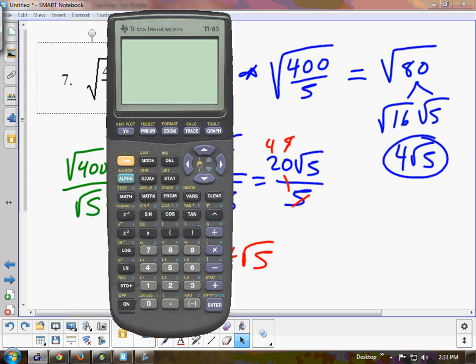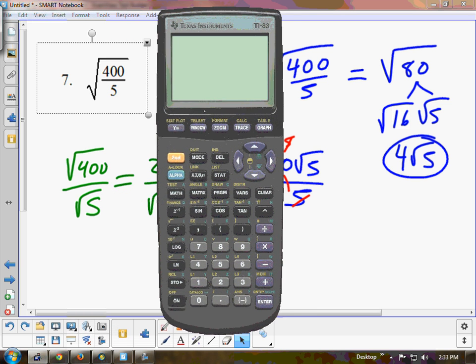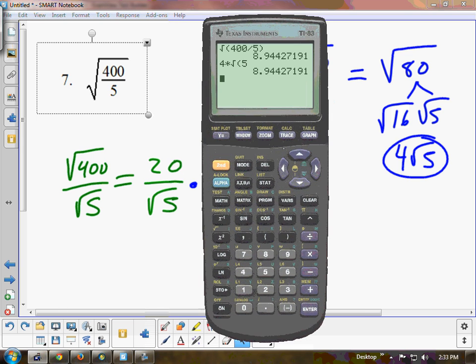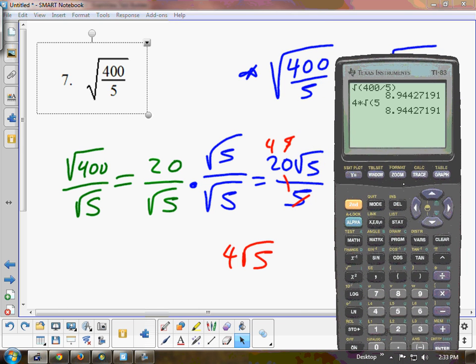So how do I know my answer is right? Well, turn your calculator on, and enter what they have there. So it's the square root of 400 divided by 5 in parentheses, and that comes out to be 8.9. And then do your answer, 4 times the square root of 5, and you'll see you get the same answer. So that's going to check for you, so you know your answer is right.